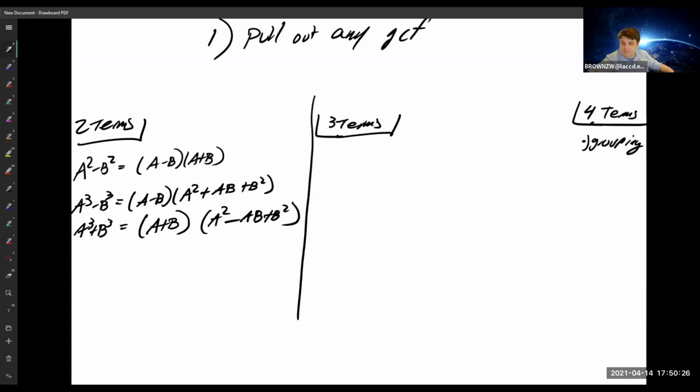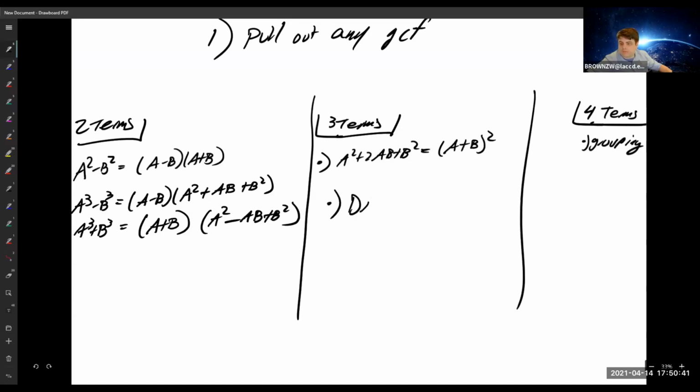If you have 3 terms, it's either that perfect square trinomial, which is, remember, a squared plus 2ab plus b squared. So you have perfect squares. So that's that a plus b squared. Or it's a diamond problem.